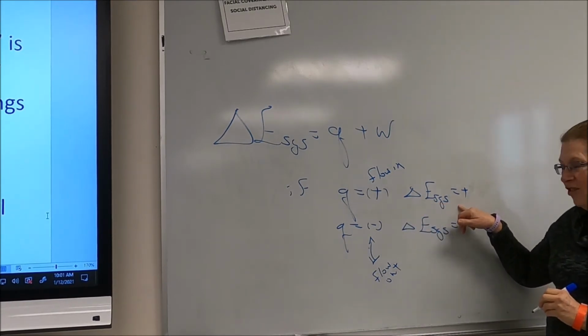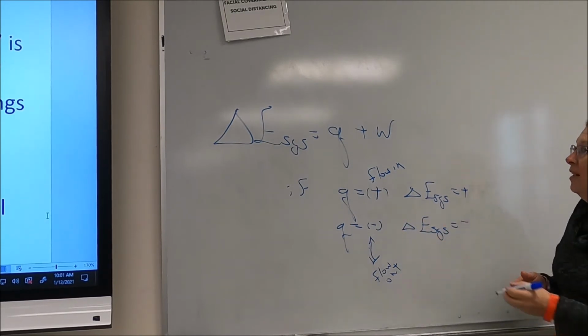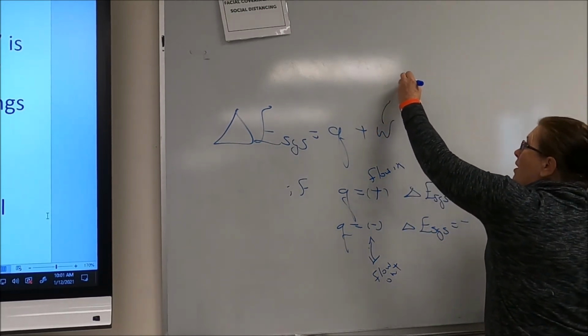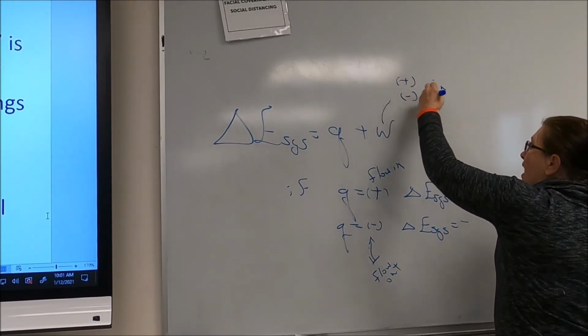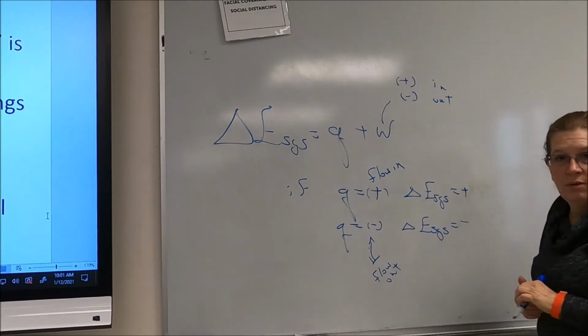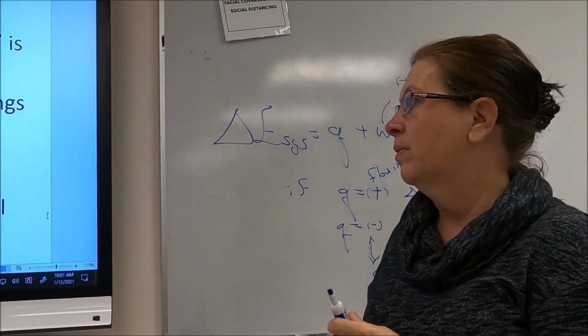So a positive Q means energy is flowing in, and I get a positive change in energy of the system. Energy flowing out, Q is negative. Same goes for W. If we had work, positive is for in, negative is for out. So energy in, energy out.